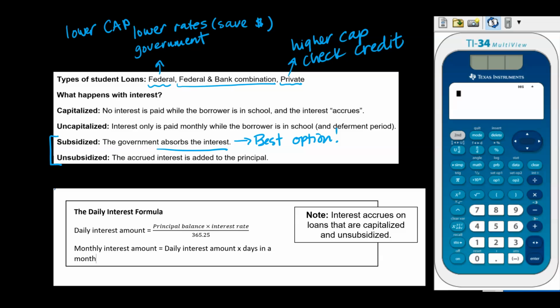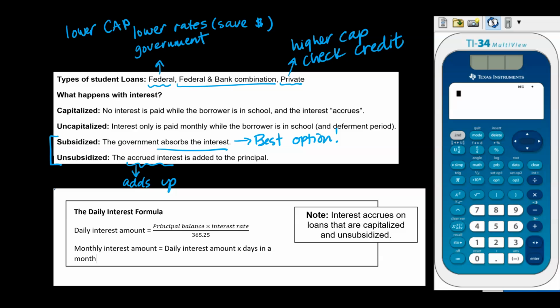Whereas an unsubsidized loan, and this could be either through the government or with a private loan, all private loans are unsubsidized, the interest accrues, which means adds up. Accrue just means adds up while the student is in school. And that amount is added to the principal when the payment is calculated. And so it's definitely more money in the long run for students.